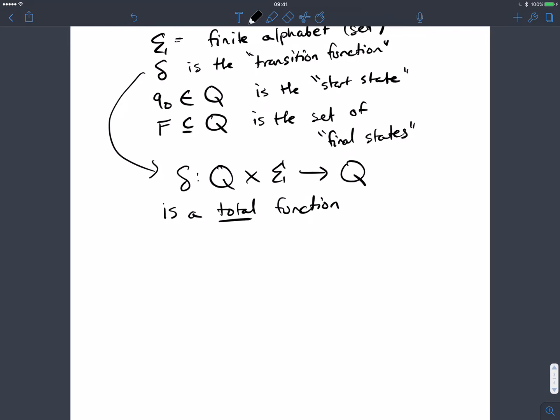Yeah, I'll repeat it again. So delta is a total function. What does that mean? It means that every state and every input symbol is matched with exactly one state. And I'll show you how that works with an example to make this more clear.